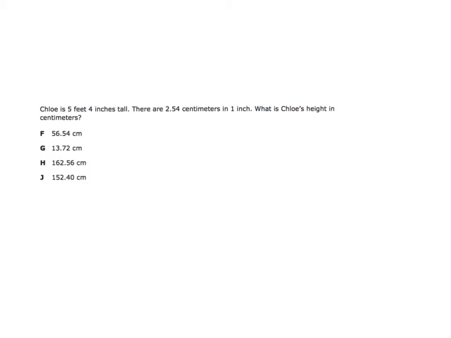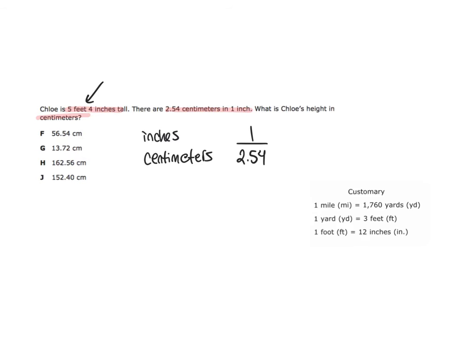This one tells us that Chloe is 5 feet 4 inches tall. It also tells us that there are 2.54 centimeters in 1 inch. And we want to know Chloe's height in centimeters. So we were told that there are 2.54 centimeters in every inch, but when we were given Chloe's height, we were given it in feet and inches. Here's where that formula chart comes in handy. It tells us that 1 foot is equal to 12 inches.